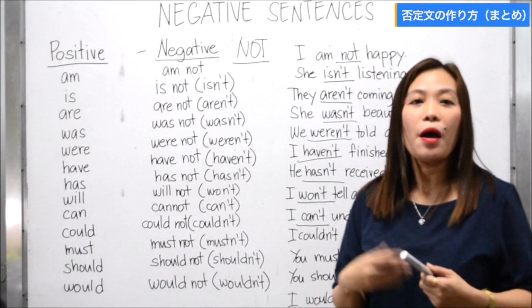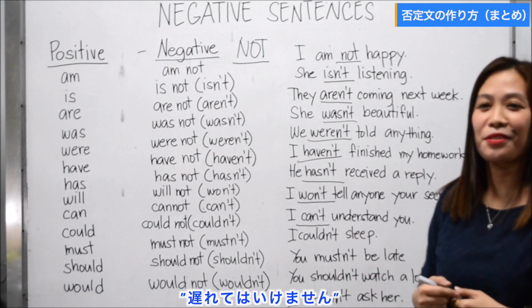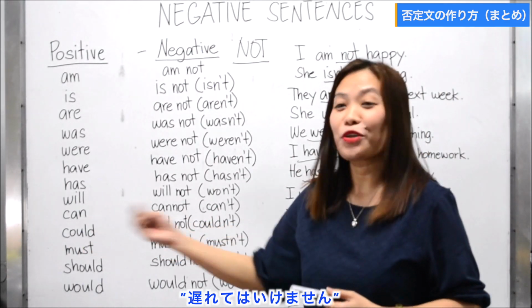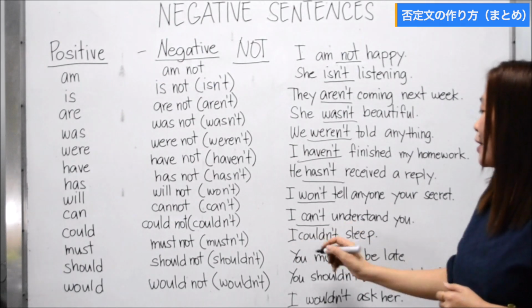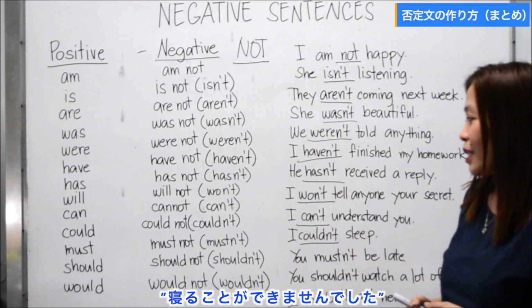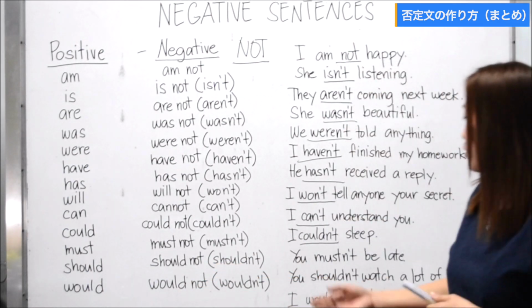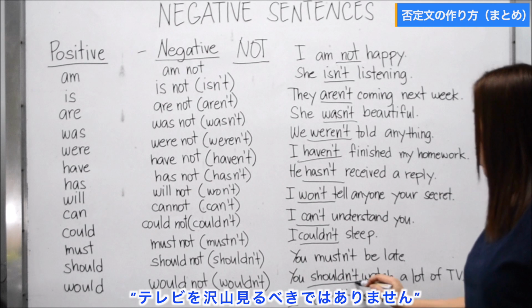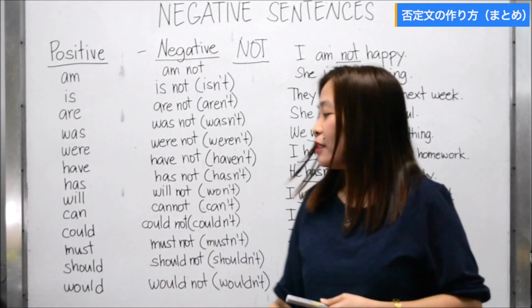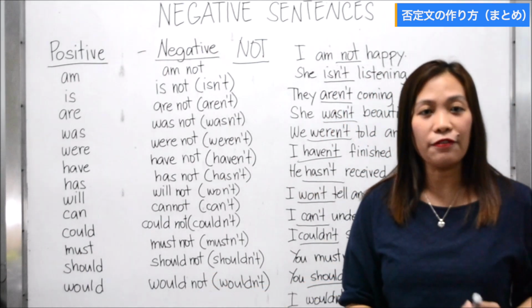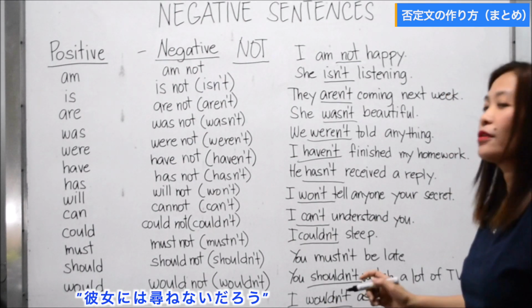Must not or mustn't. For example, you mustn't be late. Next, we have could not or couldn't. For example, I couldn't sleep. Should not or shouldn't for the short form. For example, you shouldn't watch a lot of TV. And last, we have would not or wouldn't for the contraction. Example, I wouldn't ask her.